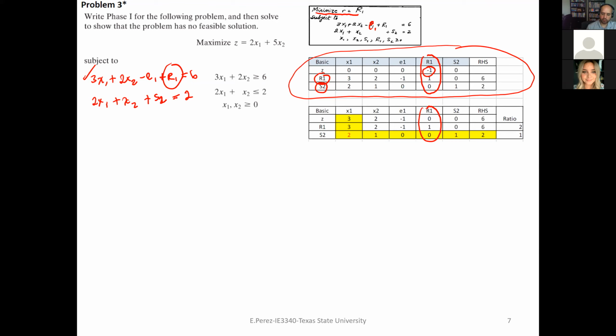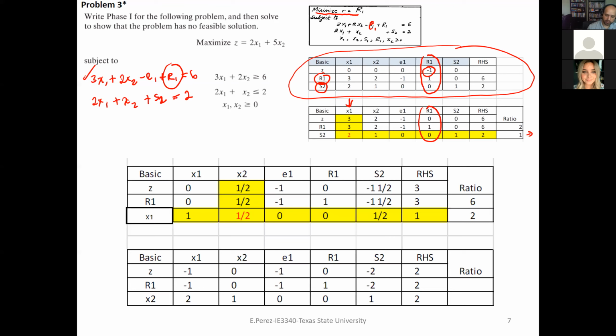Since we are minimizing, we're going to look for the largest positive coefficient. So that will be x1. And then we perform the minimum ratio test. So that means that S2 is leaving. After performing the elementary row operations, we make this 0, 0, 1. So those are our basic variables. We check if we are done.